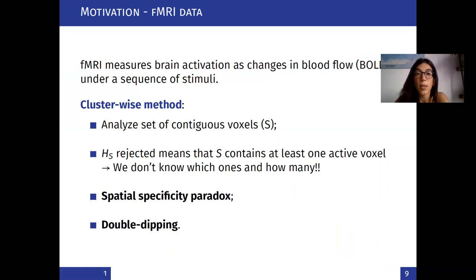In this case, we analyze a set of contiguous voxels, S, and for each of these sets, called clusters, we have a null hypothesis in order to understand if the brain activation inside that cluster is significant. However, if we reject this null hypothesis, we only know that at least one voxel is active, but we don't know how many and which ones. This is called the sparse specificity paradox, because the larger the cluster, the weaker the findings, and we cannot infer inside that cluster without falling into the double dipping problem.